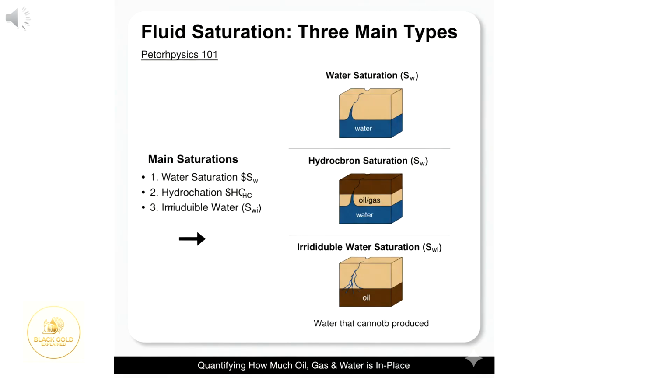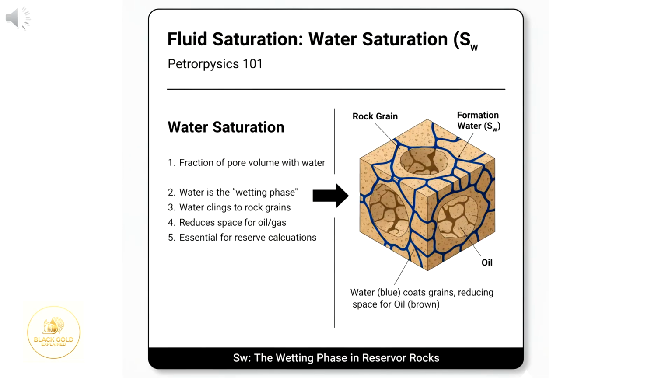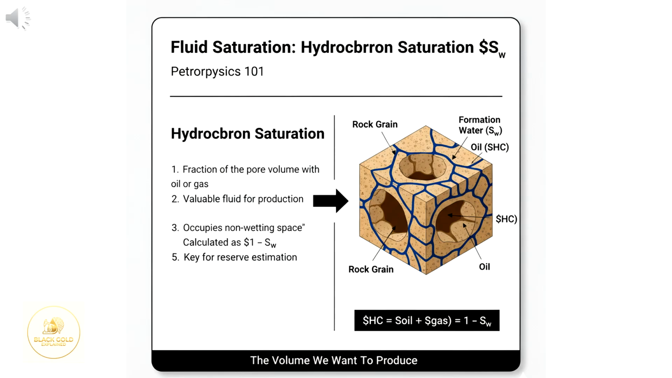We focus on three main saturations: water saturation, hydrocarbon saturation, and a special case, irreducible water saturation. Water saturation, S sub W, is the fraction of pore volume occupied by formation water. Since water is typically the wetting phase, it naturally clings to the rock grains. Hydrocarbon saturation, SHC, is the fraction of pore volume occupied by the valuable fluid, oil, SO, or gas, SG. This is the volume we are interested in producing.